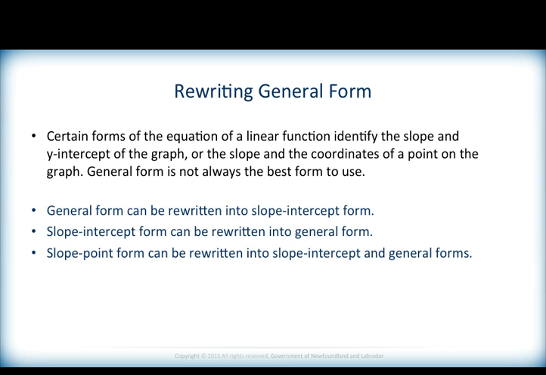So, rewriting general forms: certain forms of the equation of a linear function identify the slope and y-intercept of the graph, or the slope and the coordinates of a point on the graph. General form is not always the best form to use. So these 3 points are important to remember. General form can be written into slope-intercept form. Slope-intercept form can be rewritten into the general form. Slope-point form can be rewritten to slope-intercept and the general forms. It is really important that you are able to distinguish between the 3 forms and recognize which form is which.